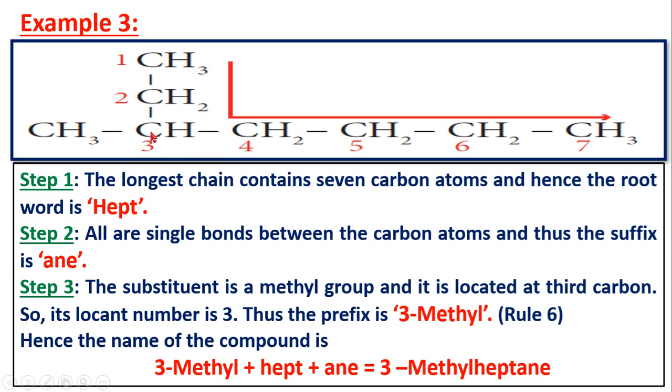The substituent is a methyl group. A third carbon, a substituent or branch chain is here. Branch is present here, CH3. So it is a methyl group, located at the third carbon. So its locant number is 3, and thus the prefix is 3-methyl. Hence the name of the compound is 3-methyl plus hept plus ane, that is equal to 3-methyl heptane. The name of the compound is 3-methyl heptane.